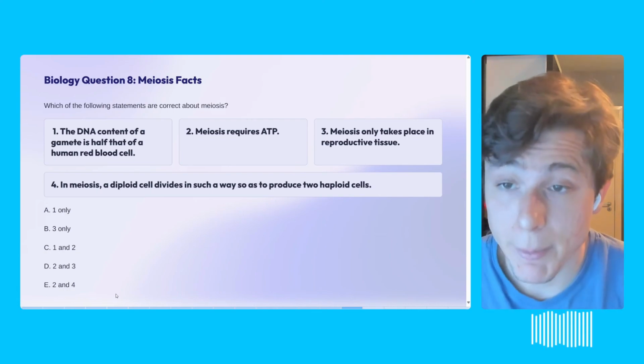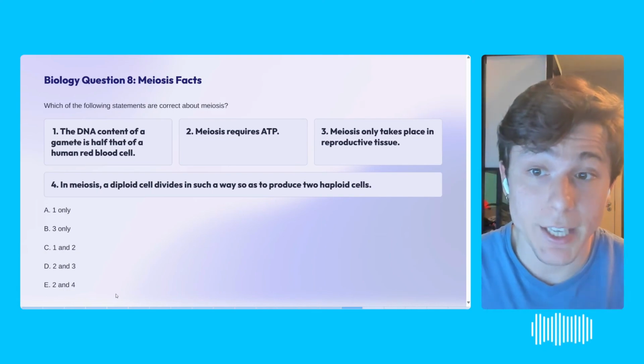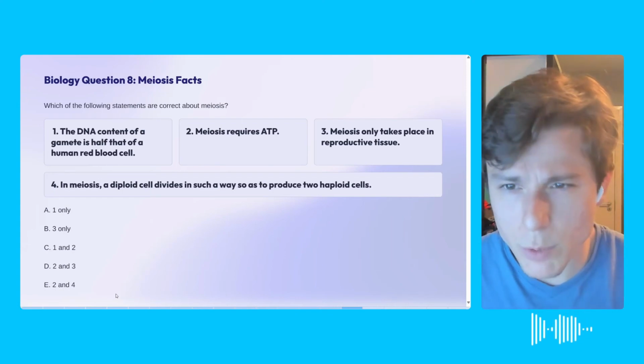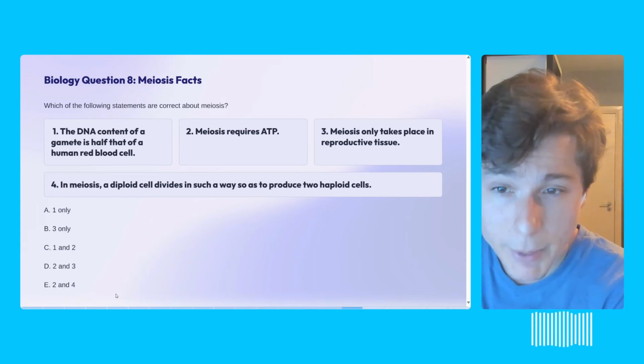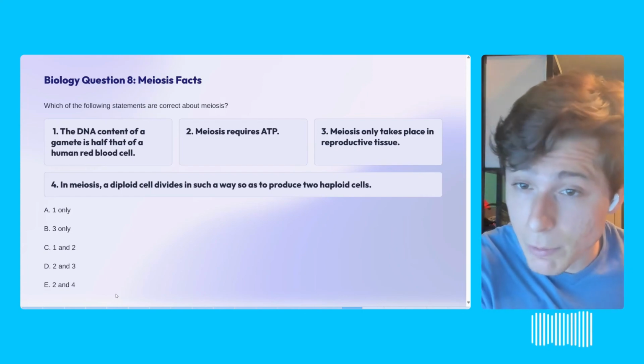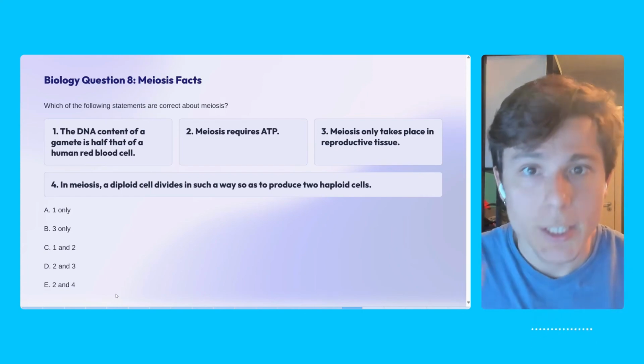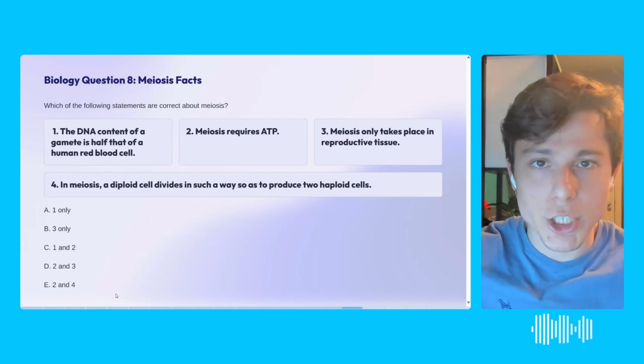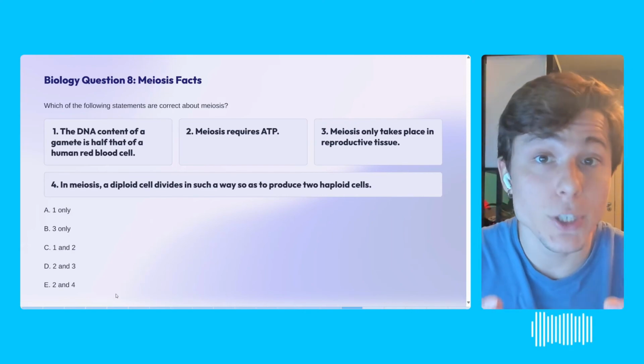Okay, so let's check the statements of this one here. The DNA content of a gamete is half that of a human red blood cell. Okay, a little bit confused, but it's just comparing the DNA of a gamete and the DNA of a blood cell. This is a tricky one. It's important to remember that the blood cell does not have a nucleus. That's why it has that strange shape, because it doesn't have the nucleus.